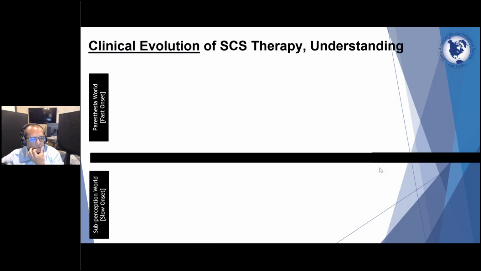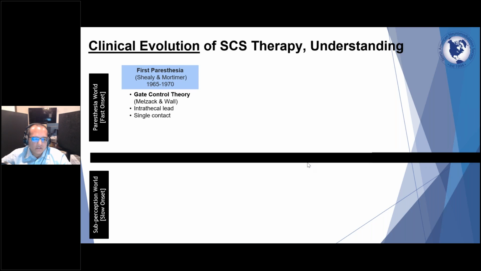So the evolution of spinal cord stimulation theory and understanding from a mechanistic standpoint: between 1965 and 1970, there were the first paresthesia publications by Shelley and Mortimer, and then the gate control theory by Melzack and Wall. And that's the one that everyone's familiar with, and that's the one that is in many of, if not all of, the pain textbooks. The Melzack and Wall theory was done with an intrathecal lead. It was a single contact.